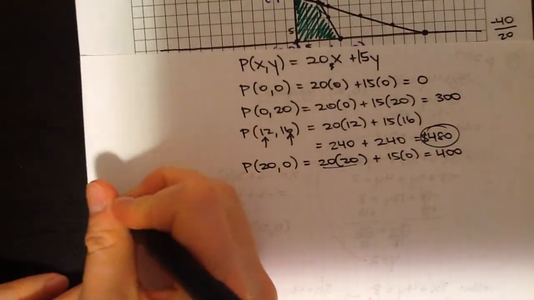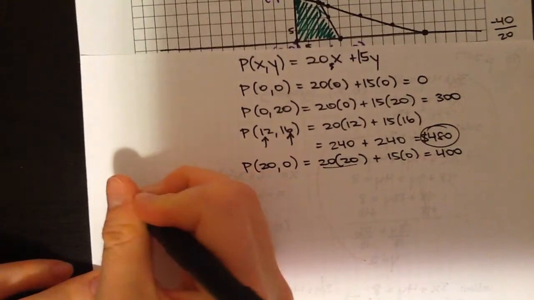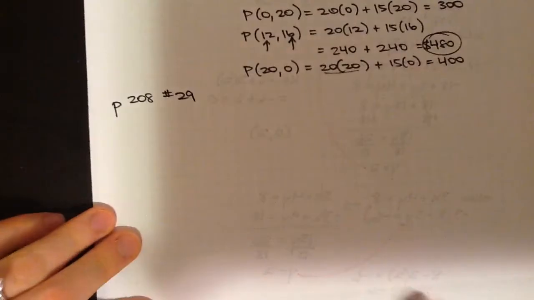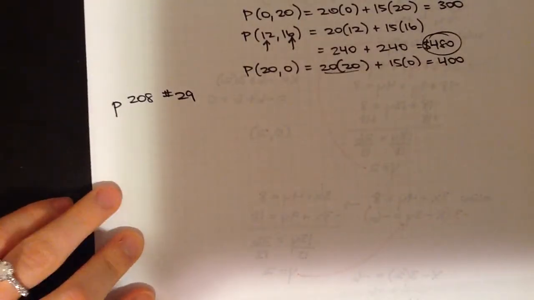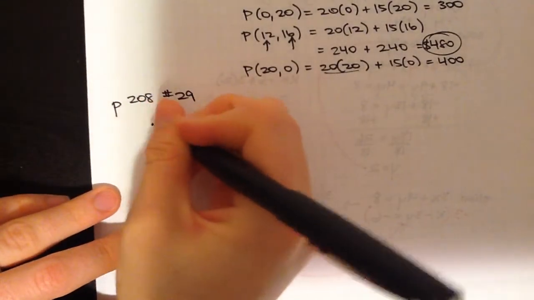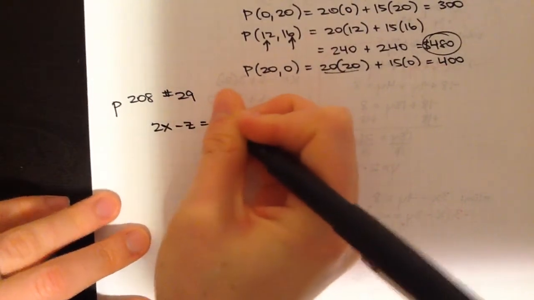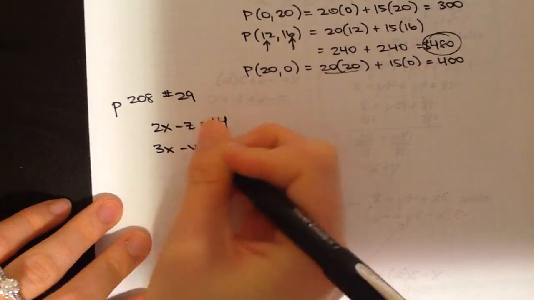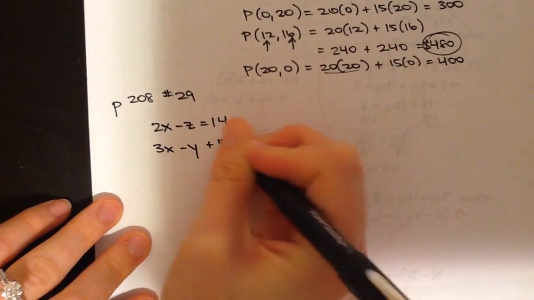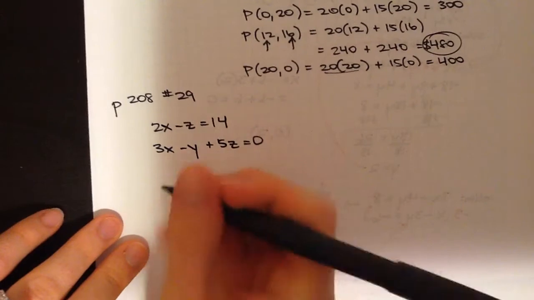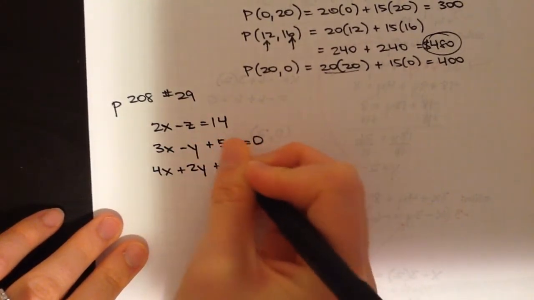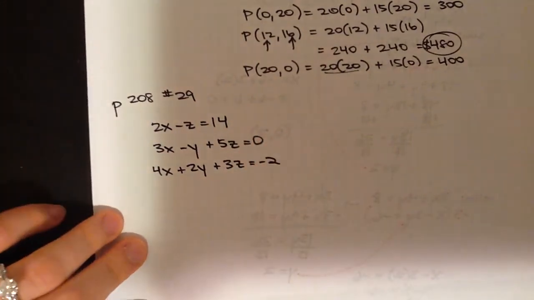The next example I want to look at is number 29, just right below it. So this is, again, still on page 208, number 29. This is one of the systems of 3 equations. So let me write down that system. So we have 2x minus z equals 14. 3x minus y plus 5z equals 0. And we also have 4x plus 2y plus 3z equals -2. Okay, so 3 different equations.